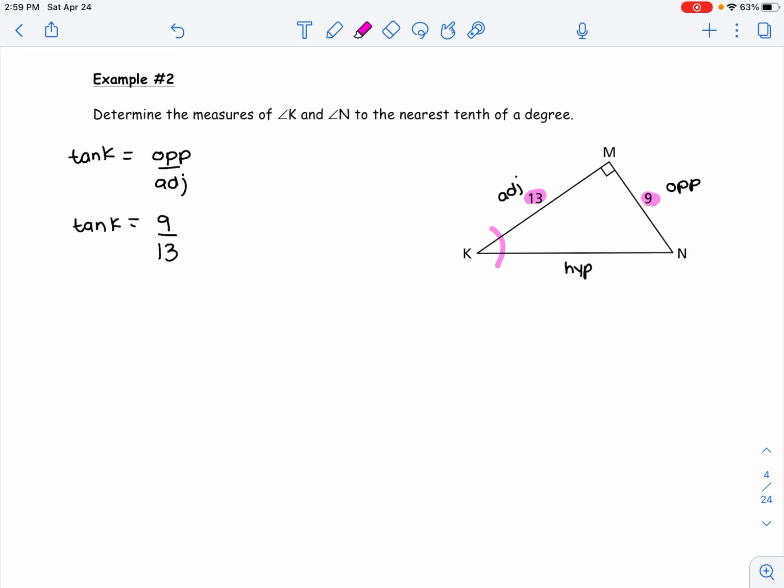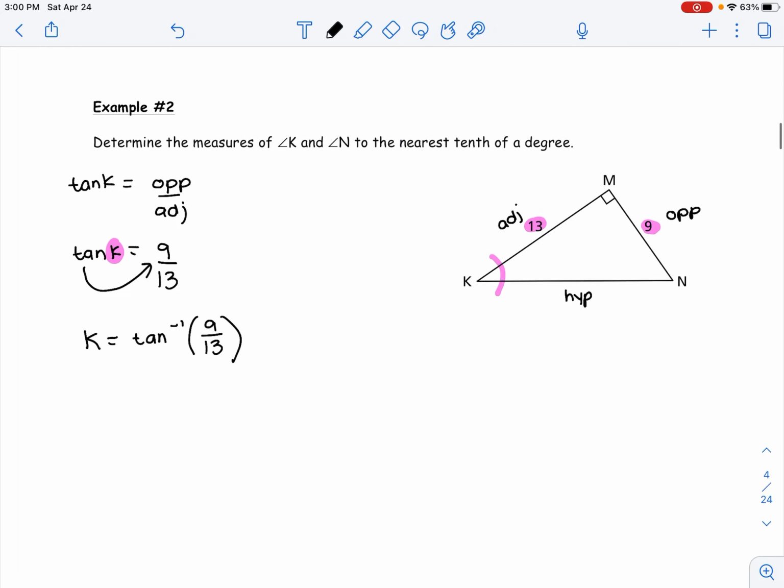The issue is now we have to find out what this is. We need to get the K by itself. So the trick is, in order to isolate for K, you have to get this to the other side. So there's actually a trick to it. In order to bring tan to the other side, it becomes something called a tan inverse. And this is what it looks like. You're going to go tan inverse of 9 divided by 13.